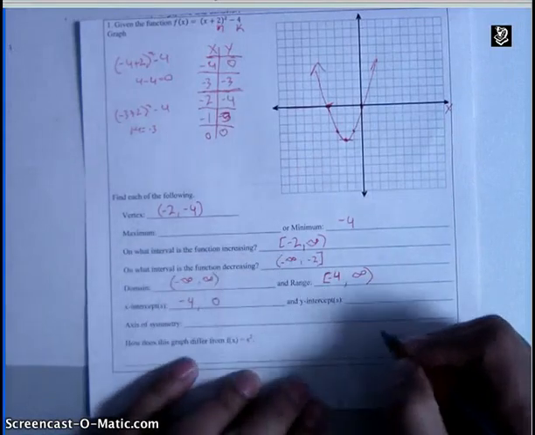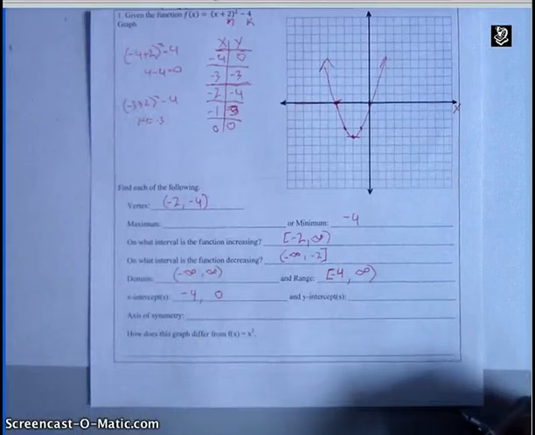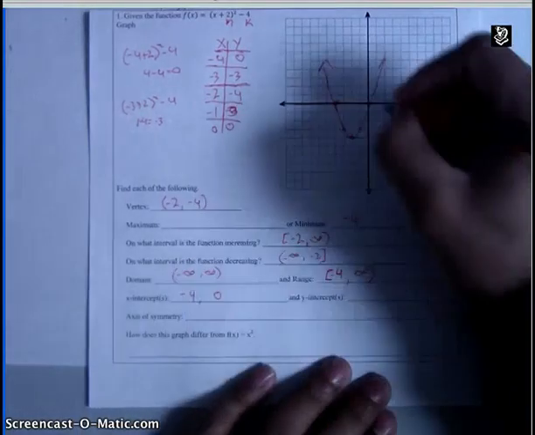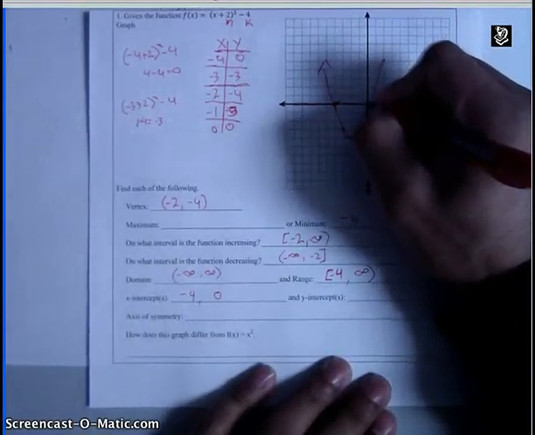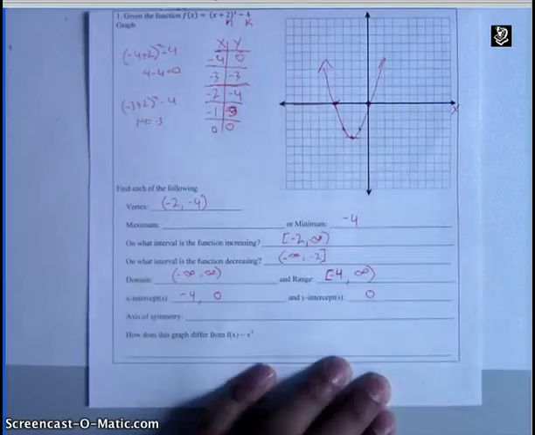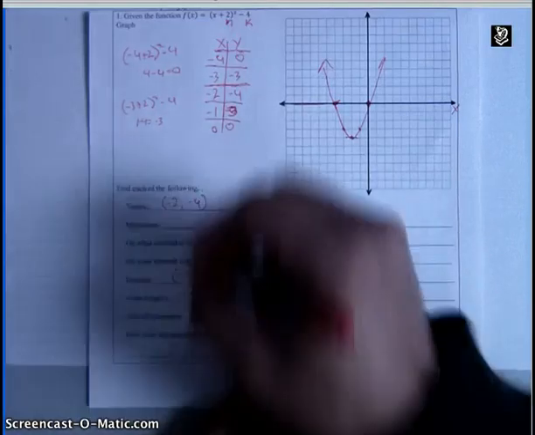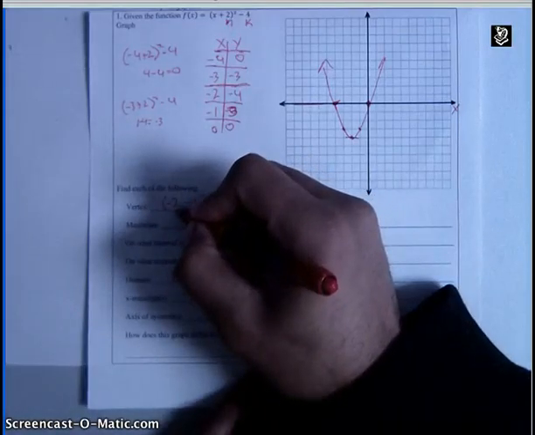Notice it's not a point, and I didn't write it as a point. Y-intercept is where it crosses the y-axis. Well, it crosses the y-axis at the point 0. Axis of symmetry is just the x value of my vertex.